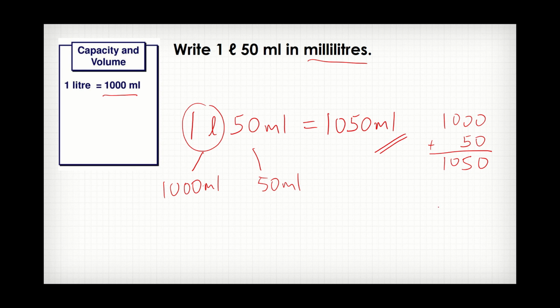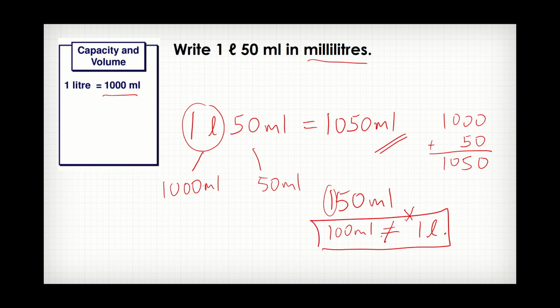Many of you may make the mistake of writing 150 milliliters. This is 100 milliliters. This is not equal to 1 liter. That's not correct, because we know that 1 liter is equal to 1000 milliliters, not 100.